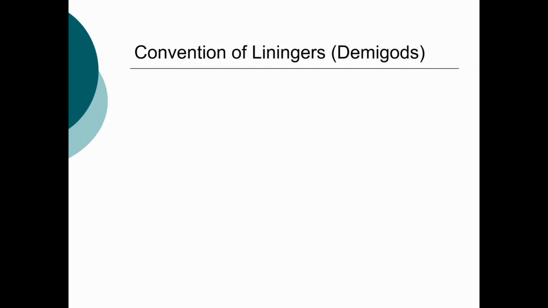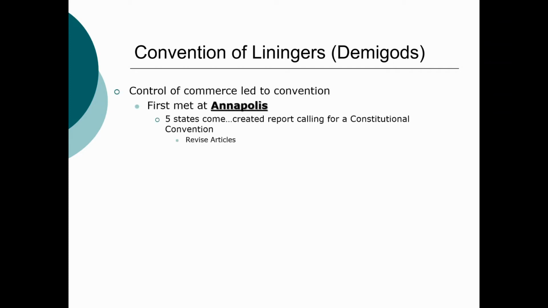So what's going to happen is there are going to be some people that think we need a stronger government or the American experiment is going to be destroyed. And they're going to try to call for constitutional conventions. They're going to be led by a group of demigods, just like our founding fathers, litigers, if you will. The first constitutional convention is going to be held in Annapolis, Maryland. Only 5 states will attend. This was really pushed by James Madison, who was a Virginian, and Alexander Hamilton.